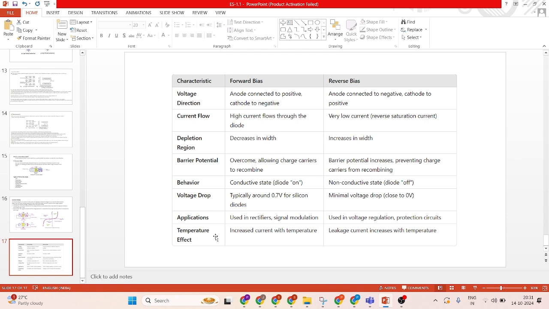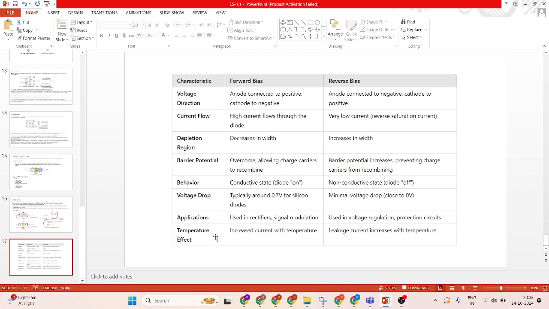Barrier potential: in forward bias, the barrier potential allows charge carriers to recombine, but in reverse bias, the barrier potential increases, preventing charge carriers from recombining. Behavior: conductive state, the diode is on, in forward bias, but in reverse bias, non-conductive state, the diode is off. Voltage drop is typically around 0.7 volt for a silicon diode, and in reverse bias, minimal voltage drop, close to zero. Application: forward bias is used in rectifiers and signal modulation, and reverse bias is used in voltage regulation and protection circuits.